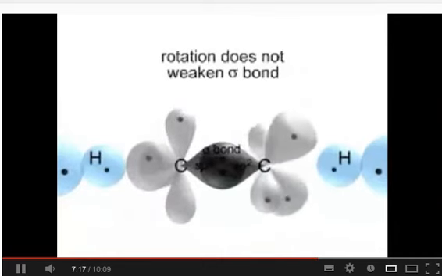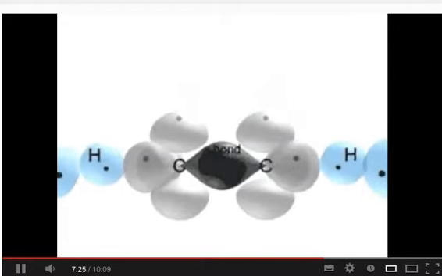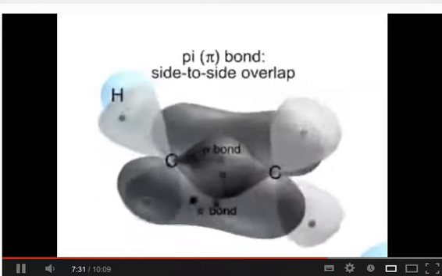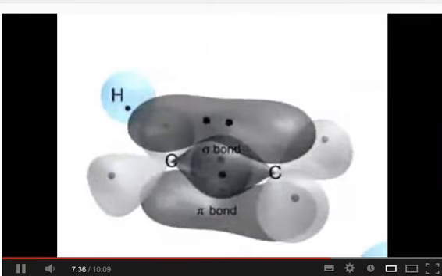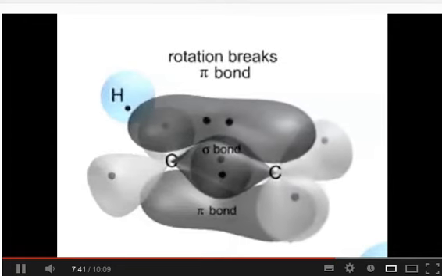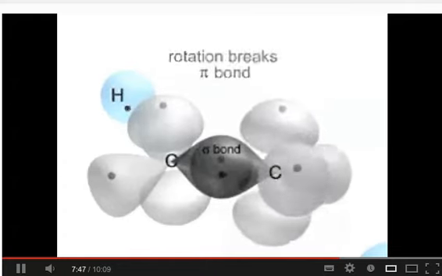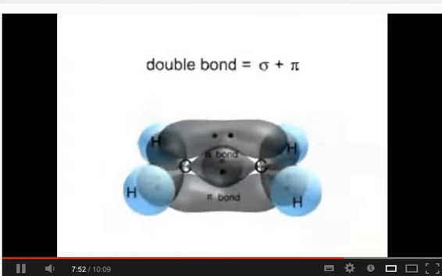Now, focus on the two parallel 2p orbitals. By substituting accurate representations of 2p orbitals, you see that they can easily overlap side to side. This results in a pi bond, one that is not symmetrical along the line between the nuclei. Most importantly, it is weakened, and in fact breaks by rotation of one atom with respect to the other. Thus, a double bond consists of one sigma and one pi bond. In the ethylene molecule, four H atoms overlap the four other carbon sp2 orbitals.